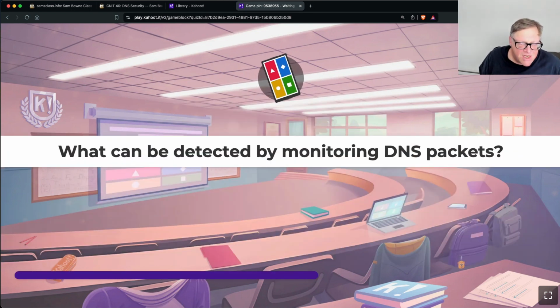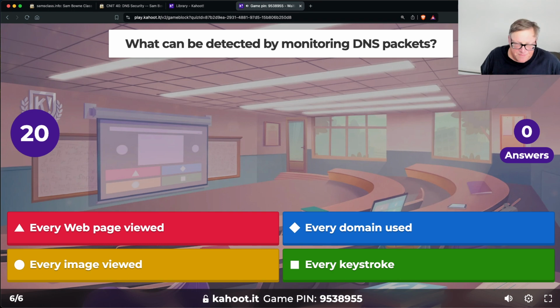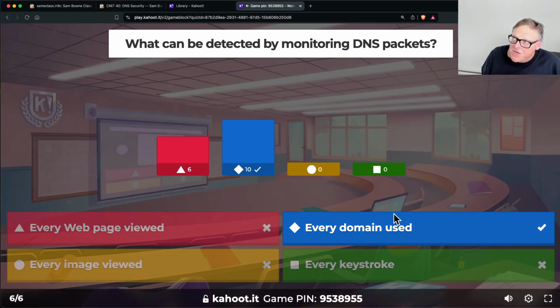All right, what can you detect by monitoring DNS packets? You get the domain names. When they first go to a domain like ccsf.edu, you'll see that, but then as they click links and surf around on the website, you won't see any more DNS traffic from that. So you don't know everything they're doing, but you know what domains they're using. So you get a general idea of what they're doing.